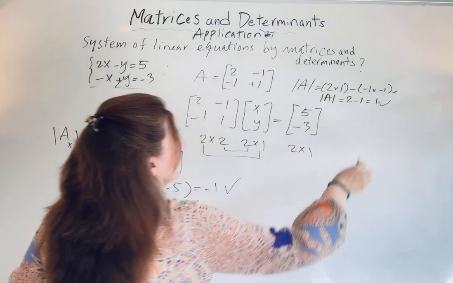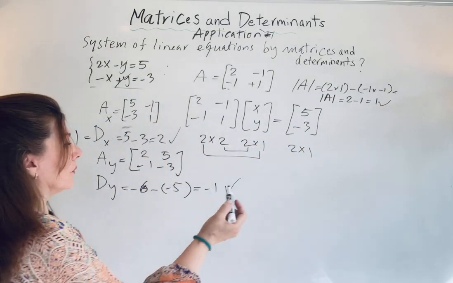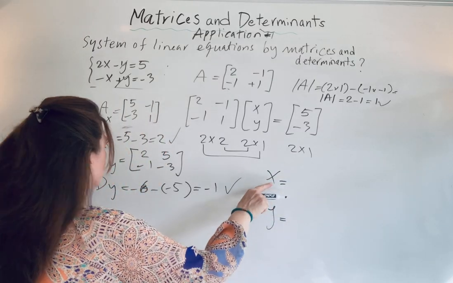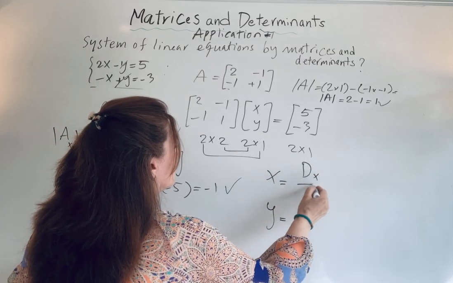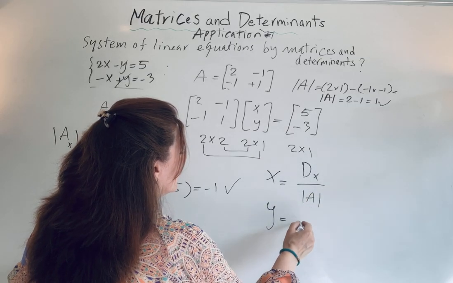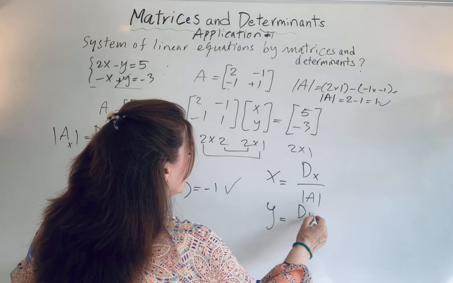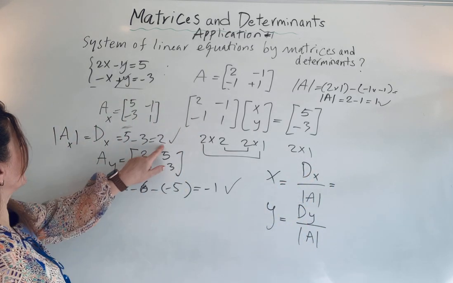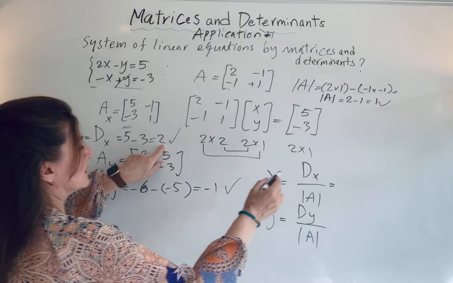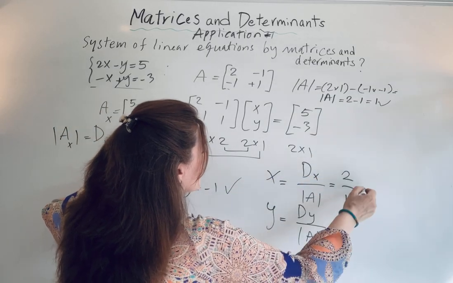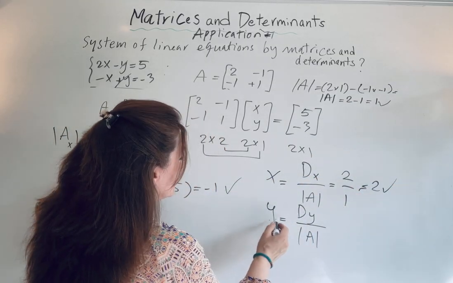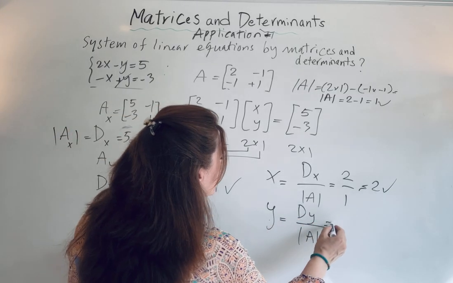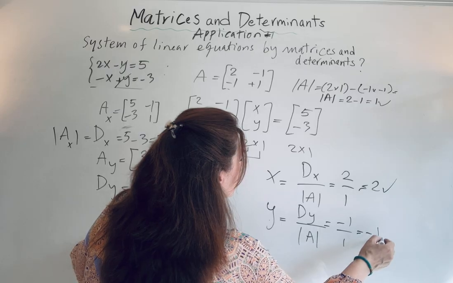What are x and y? x is D of x over the determinant of A, and y is D of y over the determinant of A. What is D of x? The determinant of this one gets 2, and the determinant of A is 1, so x is 2. What is y? The determinant of y was negative 1, over 1, gets negative 1.